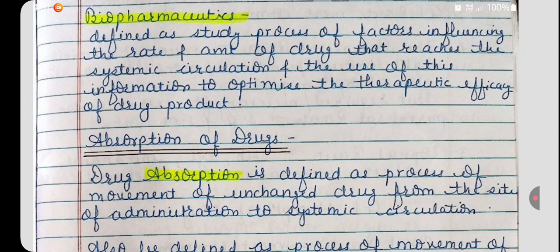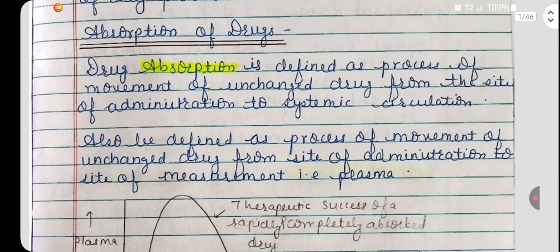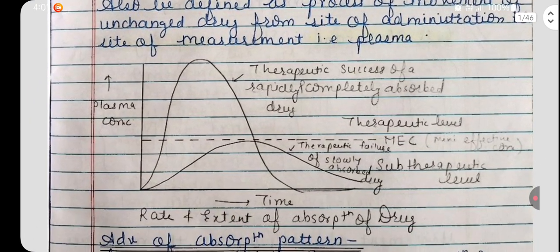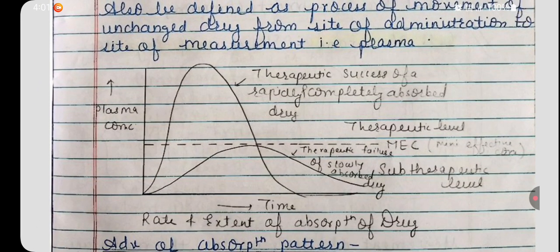It is defined as the process of movement of unchanged drug from the site of administration to systemic circulation. It is also defined as the process of movement of unchanged drug from the site of administration to the site of measurement, that is plasma. This is the rate and extent of absorption of drug.